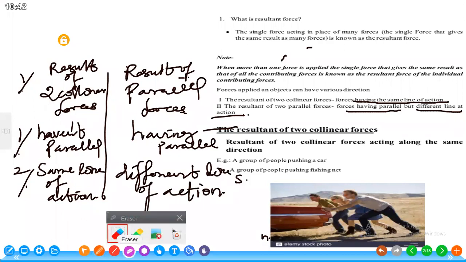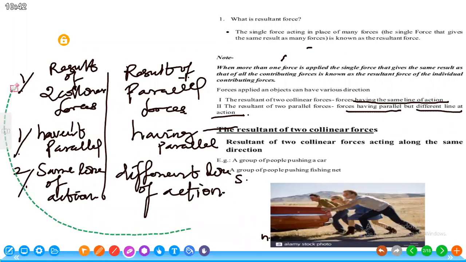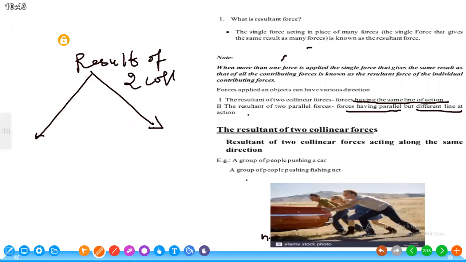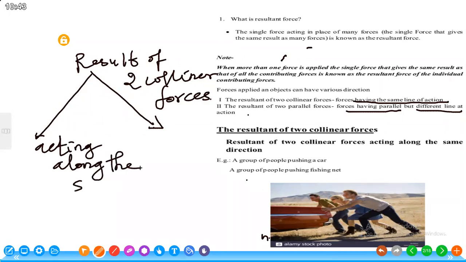Okay. Now we are going to study the first classification, the result of two collinear forces. The result of two collinear forces can be classified into two ways. One is the result of two collinear forces acting along the same direction, and the second one is acting along the opposite direction.